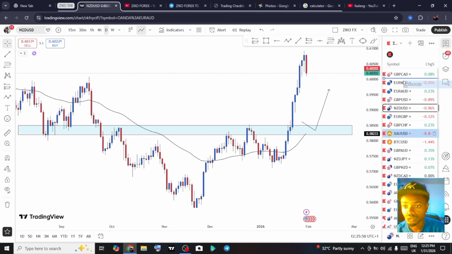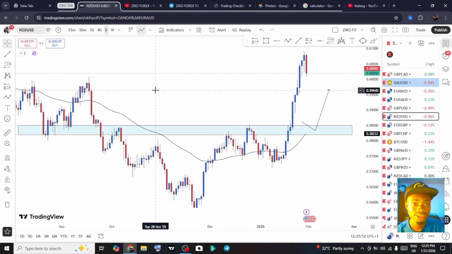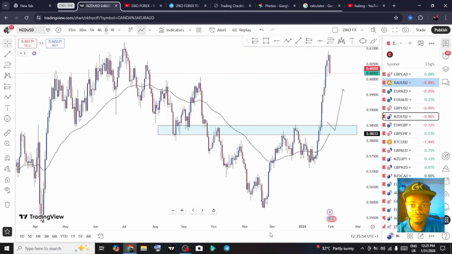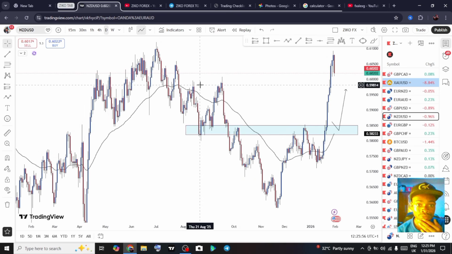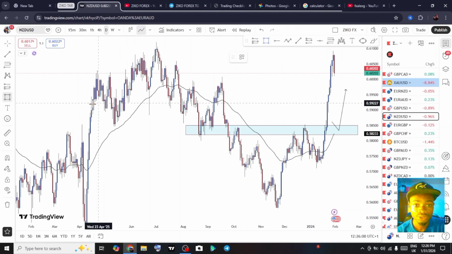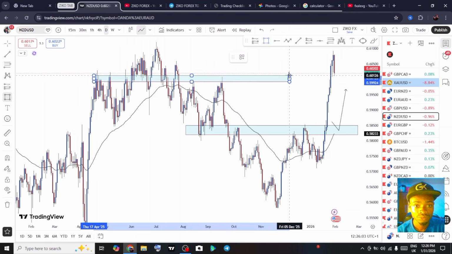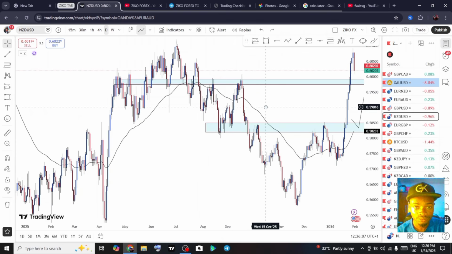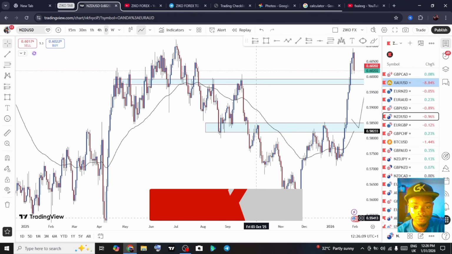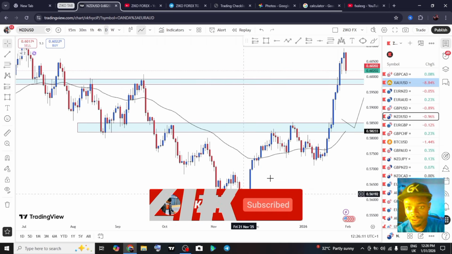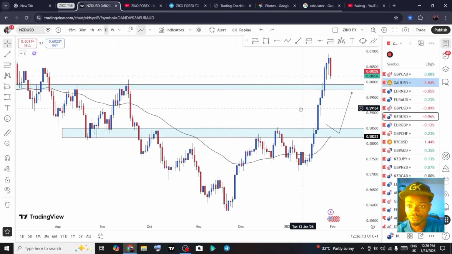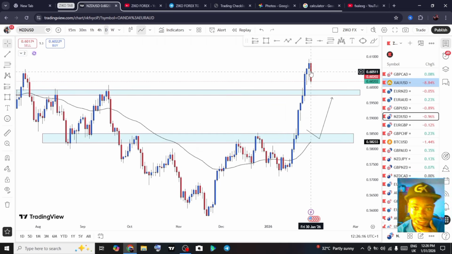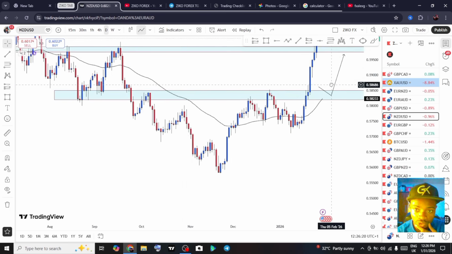Is NZD USD, right? So NZD USD daily time frame. We have two areas of interest here. So daily time frame is clearly bullish, but again, I like when these have a much deeper retracement to around here before we continue buying.